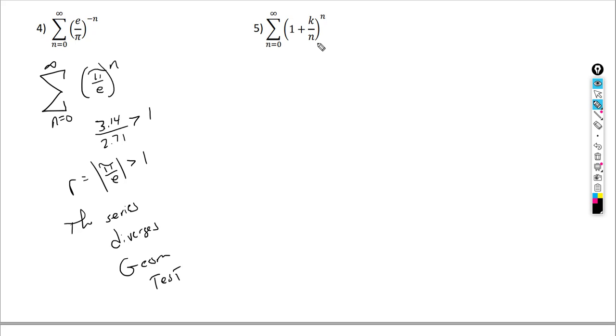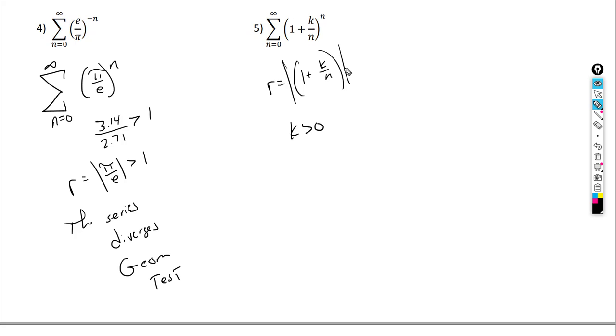Last one, or not last one, but this number 5, I guess. Because r is equal to 1 plus k over n, so k is just some value. So this is our r value, and the absolute value of this, we don't actually know what's going to happen to this, right? So k is some constant. We don't know what the value of k is, so we've got to think about what could happen if k is greater than 0 or less than 0.